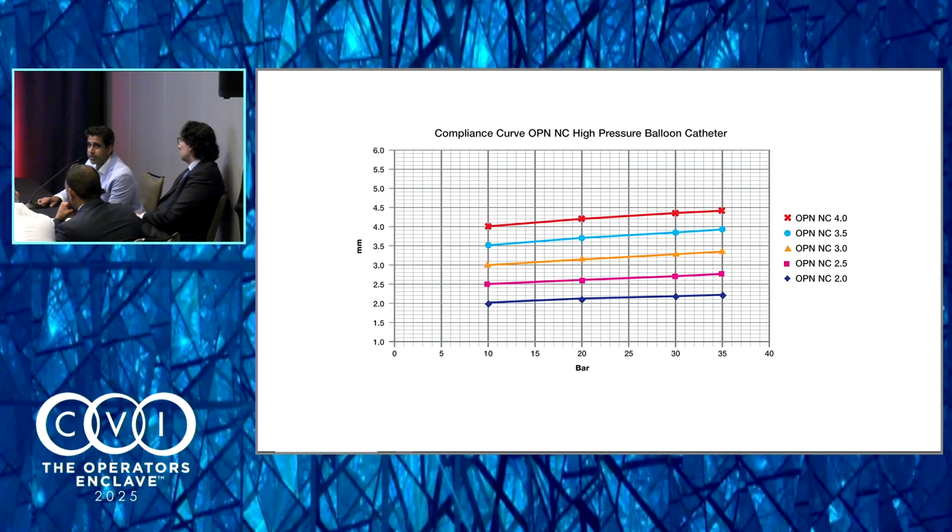My take-home point is every lab in the U.S. should have OPN-NC on the shelf, given the fact that you may not be able to expand your stent. Number two, I think you should image routinely in these cases so you can size appropriately and use it safely. Perfect.